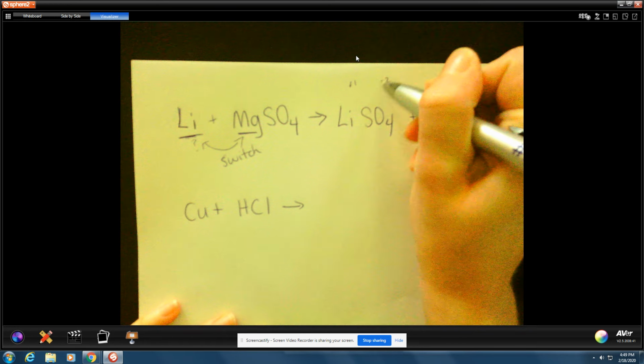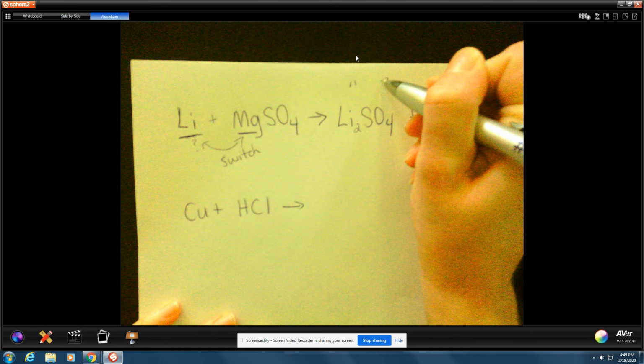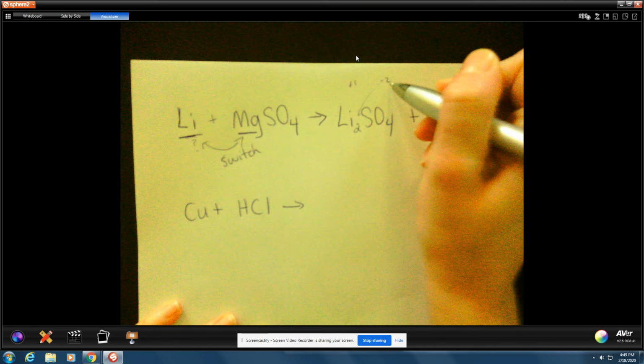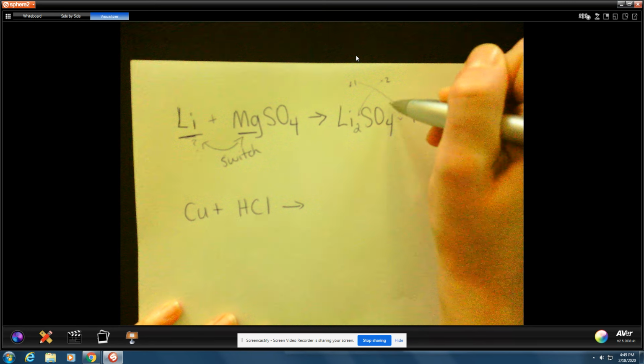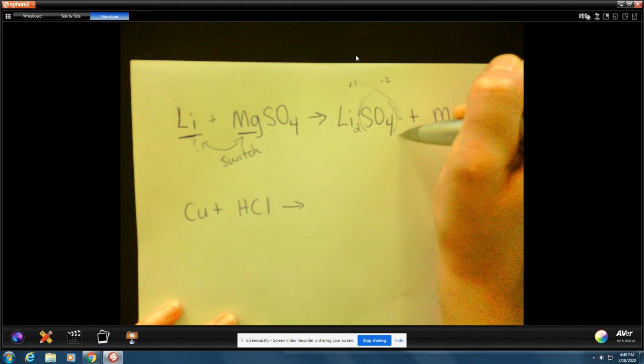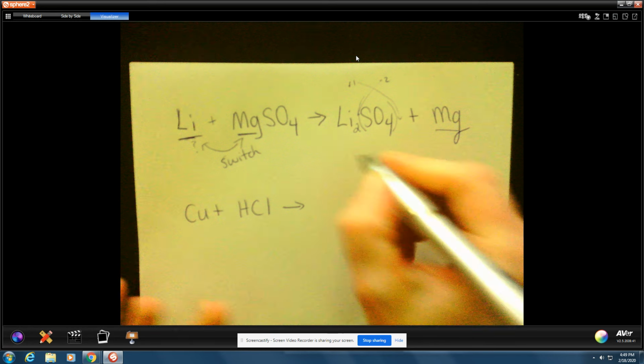That means that 2 needs to come down here, right? Because remember, we cross it over. Just the 2, we ignore the negative. And the 1 we bring over here. If it was anything other than a 1, we would put parentheses and put the number outside. But since it's just a 1, we can leave it like that.